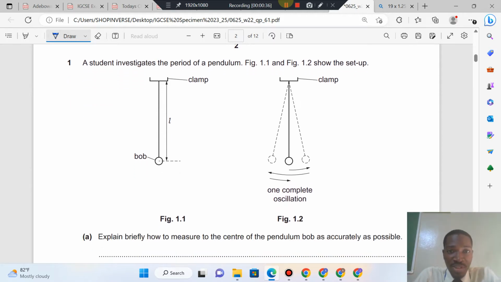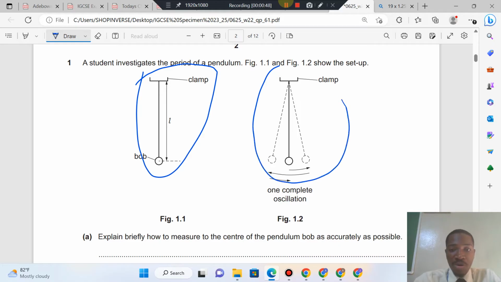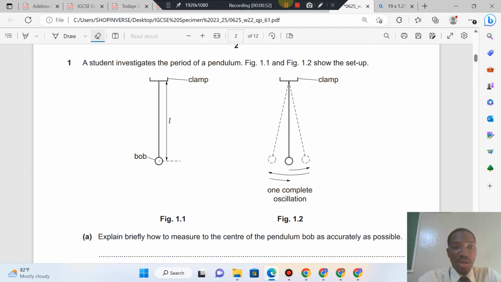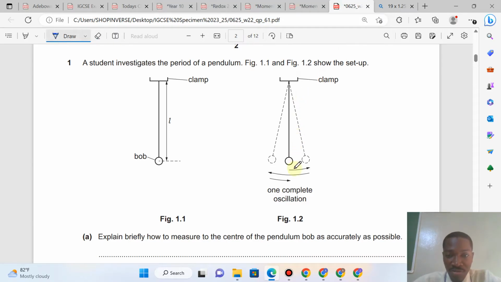A student investigates the period of a pendulum. Figure 1.1 and figure 1.2 show the setup. So this is the pendulum bob, and this is what happens when the pendulum bob begins to oscillate. Take note of this arrow here that indicates that for you to have one complete oscillation, the pendulum bob has to swing this way and then swing this way to the extreme end and back here.